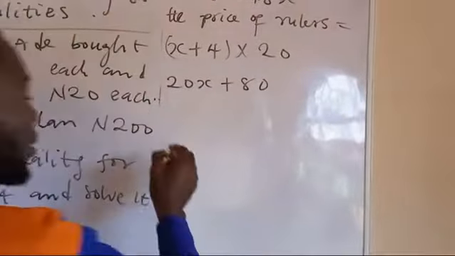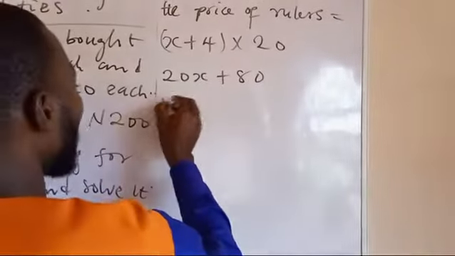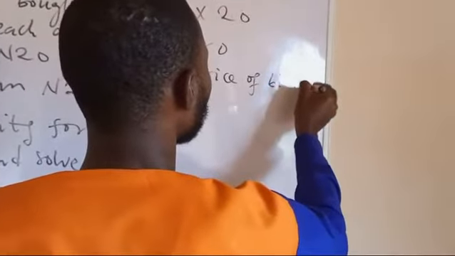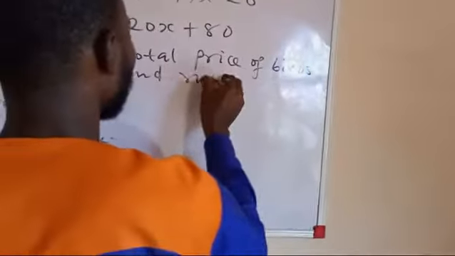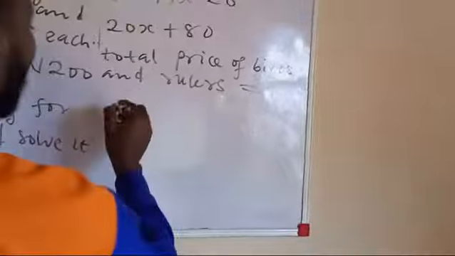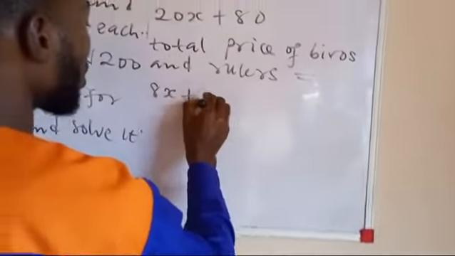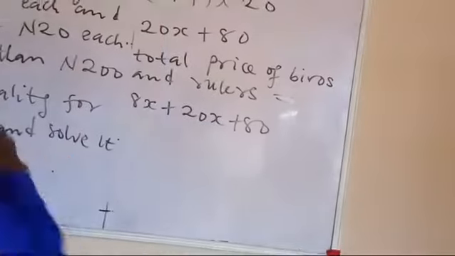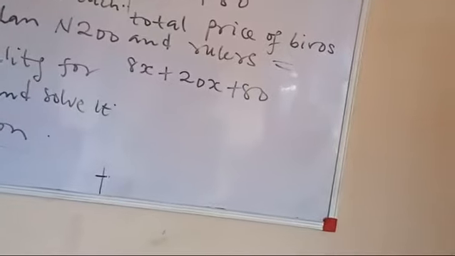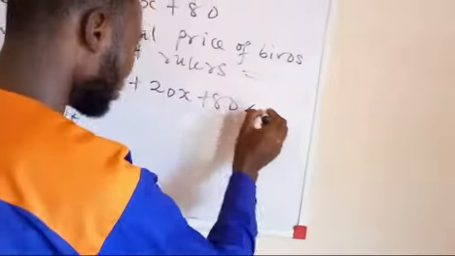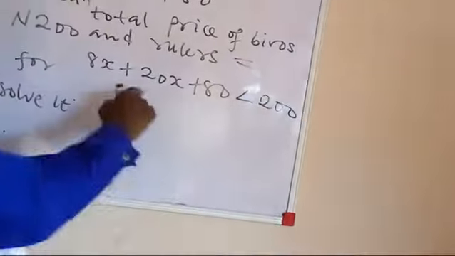So the total price will now be less than 200. Total price of biro and rulers will now be, so we add them up, the sum of everything, which will be 8x plus 20x plus 80. They said that everything is less than, and remember I said that less than is your left hand side, so we have less than 200. So we have translated the statement into a mathematical form.